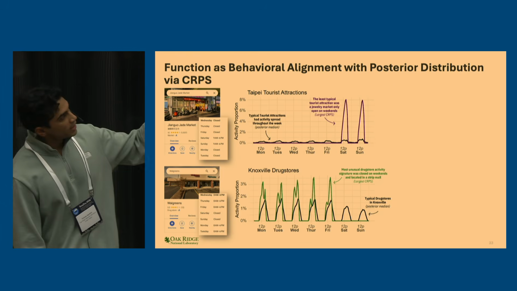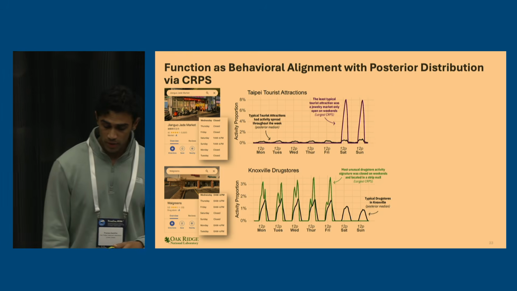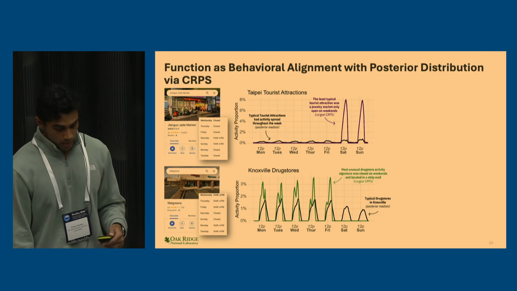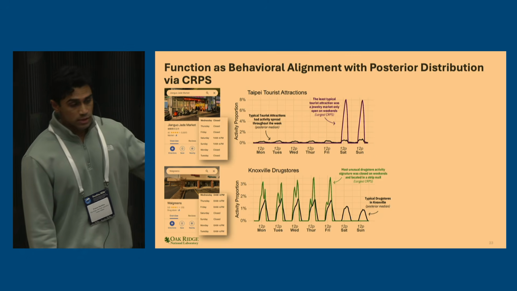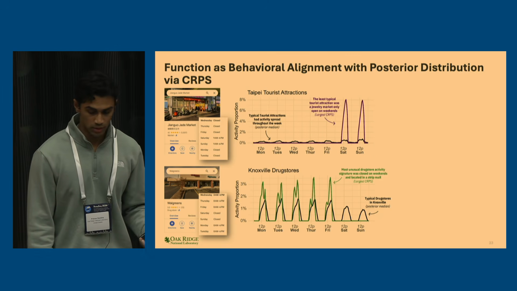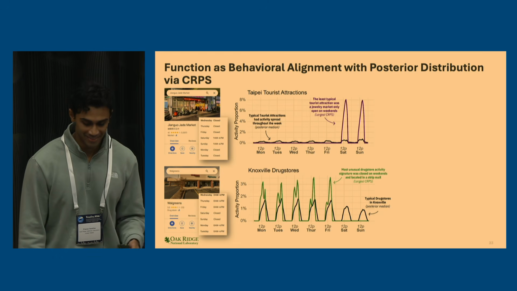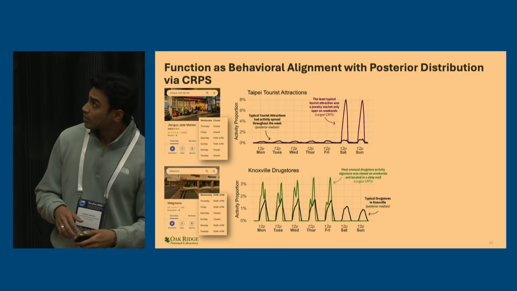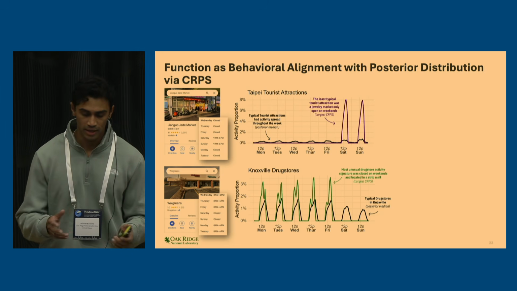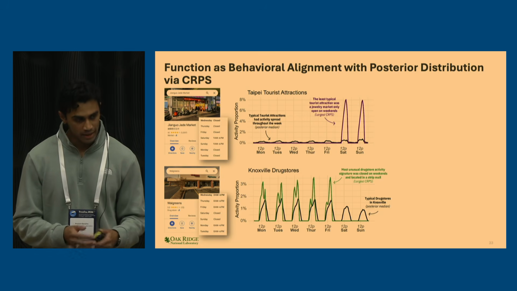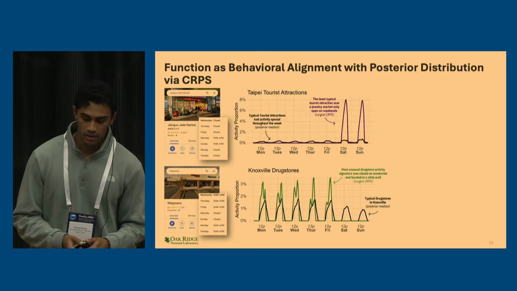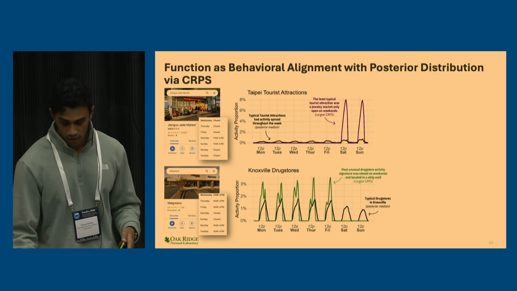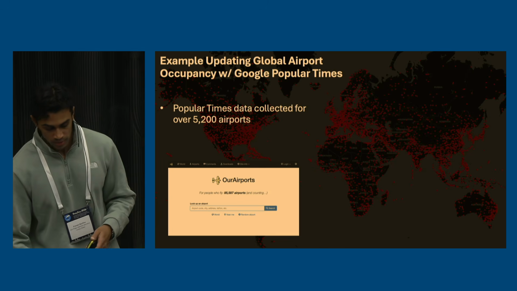So when we pull an individual POI which has the single highest CRPS, or the worst functional fit, what we find is, in Taipei, the least typical tourist attraction turns out to be a jewelry store that's only open on the weekends. Very different from the rest of the category. And for Knoxville, our drugstore is closed on the weekends, located inside a strip mall. Again, technically a drugstore, but behaviorally an outlier. And CRPS helps us surface these types of atypical cases automatically, at scale, everywhere.